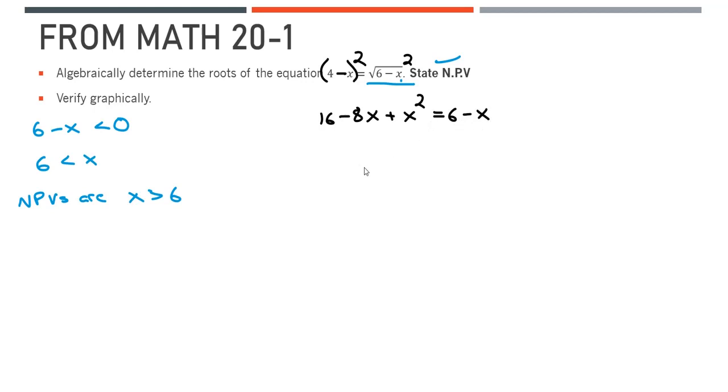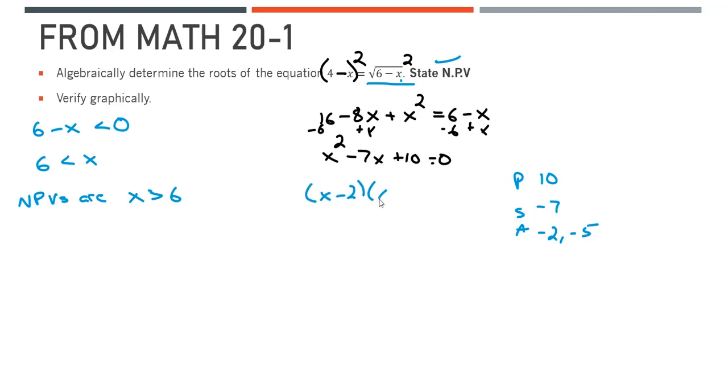I need to move everything to one side, so it's equal to 0. So I'll put x squared first. Then I need to add x to both sides. So then I'm going to get minus 7x. And then I'm going to subtract 6 off both sides. So I get plus 10 equals 0. Well, we need to factor this. So this is a PSA, so product, sum, answer. A product of 10, a sum of negative 7. Well, two numbers are negative 2 and negative 5. So therefore I get x minus 2 and x minus 5. From that, I can see that x is equal to 2 and 5.